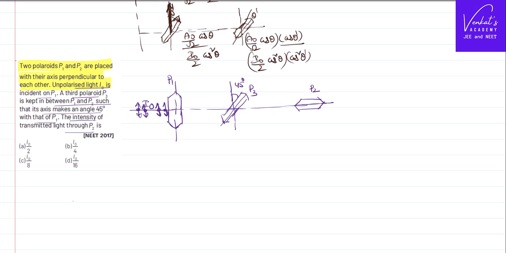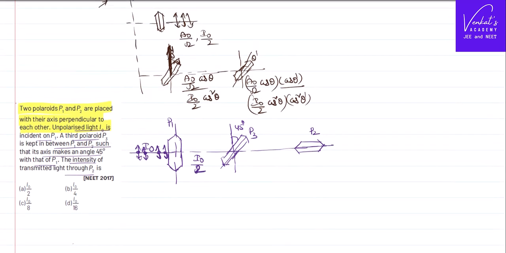What comes out of the first one is I0 by 2, as I have explained here. That I0 by 2 passes through a particular angle, therefore it becomes I0 by 2 cos square theta. What comes out is I0 by 2 cos square theta, which acts like an input for this P2 crystal. So, the output of that will be I0 by 2 cos square theta and cos square theta dash. Between this axis and this axis there is another angle of 45 degrees, because the first and last are perpendicular to each other, and the first and middle have an angle of 45. So, the angle between this axis and this axis is 45 degrees.